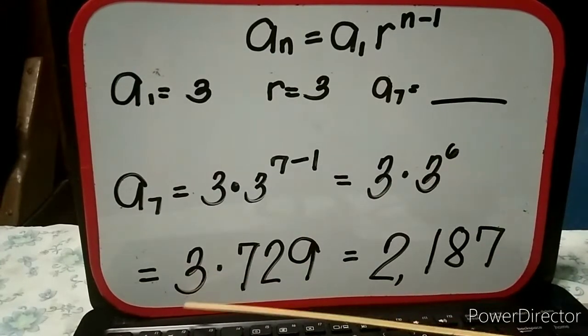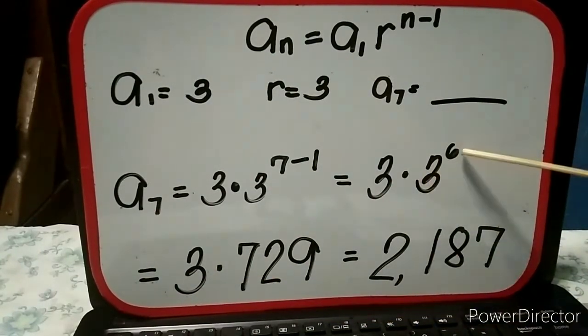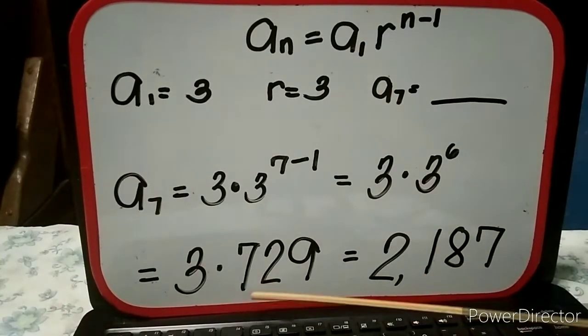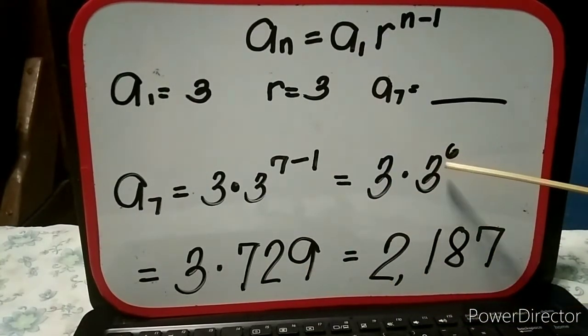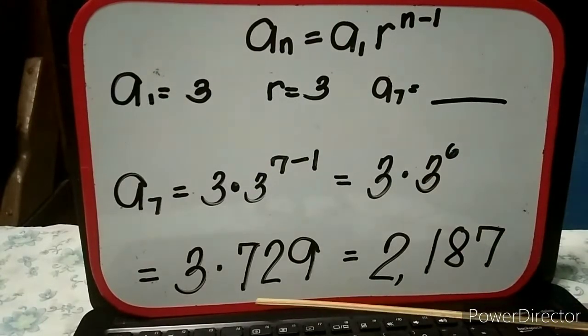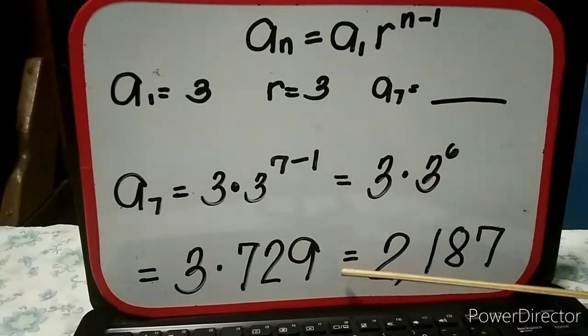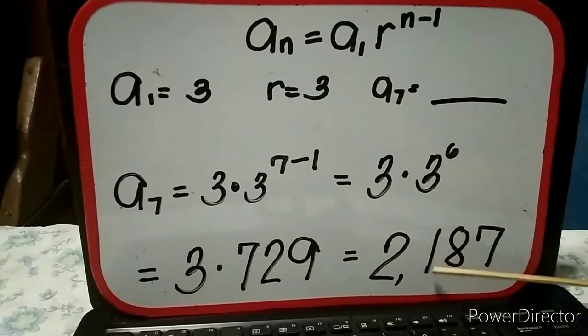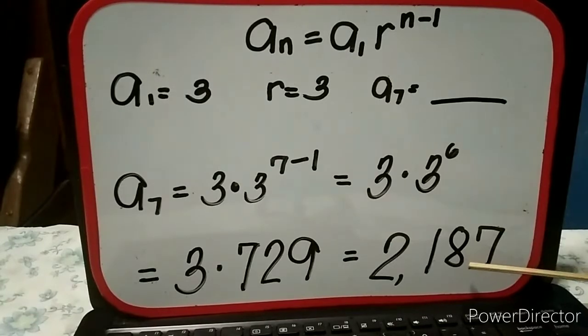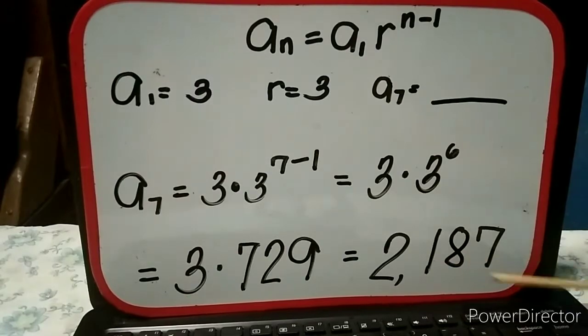And that is equal to 3 times 3 raised to the 6th power is equal to 729, or 3 is being multiplied to itself 6 times. So that is 3 times 3 times 3 times 3 times 3 times 3. The answer is 729. And 3 times 729 is equal to 2,187. Therefore, the seventh term is 2,187.